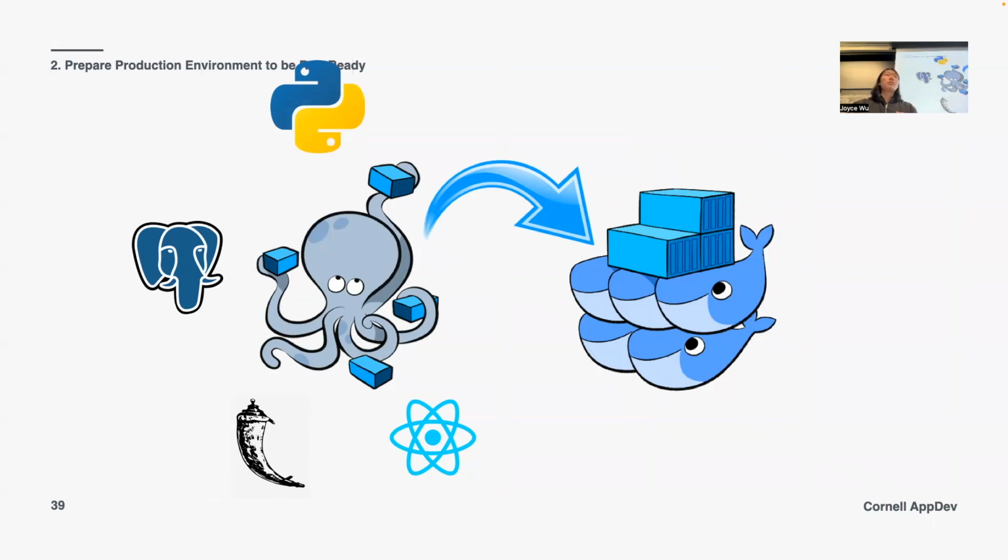Or would you have to separate them, like if you had React and one Python? Would you put that in the container? Or would you have to separate them?